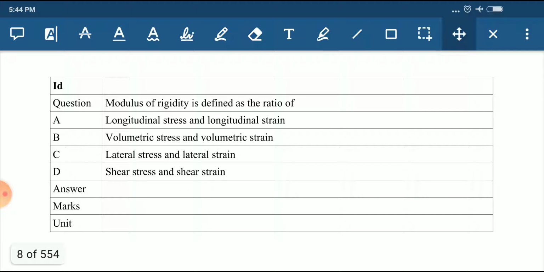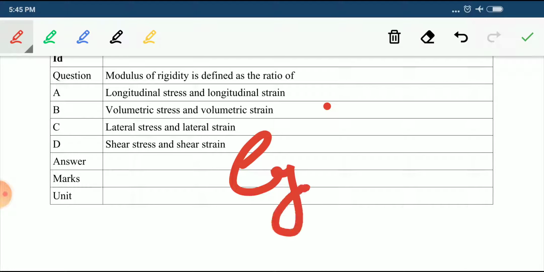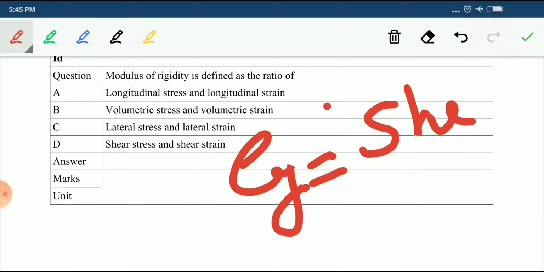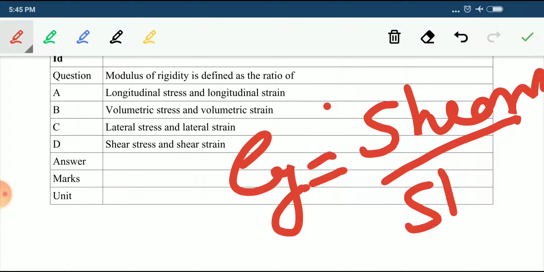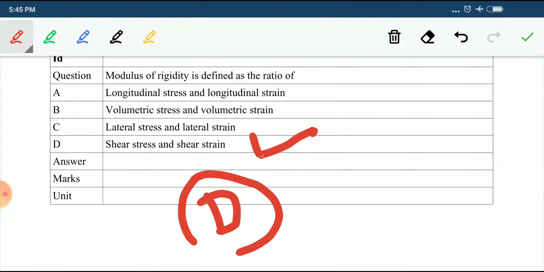The modulus of rigidity is defined as. Modulus of rigidity is denoted by G. You should know these definitions. Modulus of rigidity means shear stress by shear strain. Which is the correct answer? D is the correct answer. Already you know longitudinal stress by longitudinal strain is Young's modulus. Volumetric stress by volumetric strain is bulk modulus.